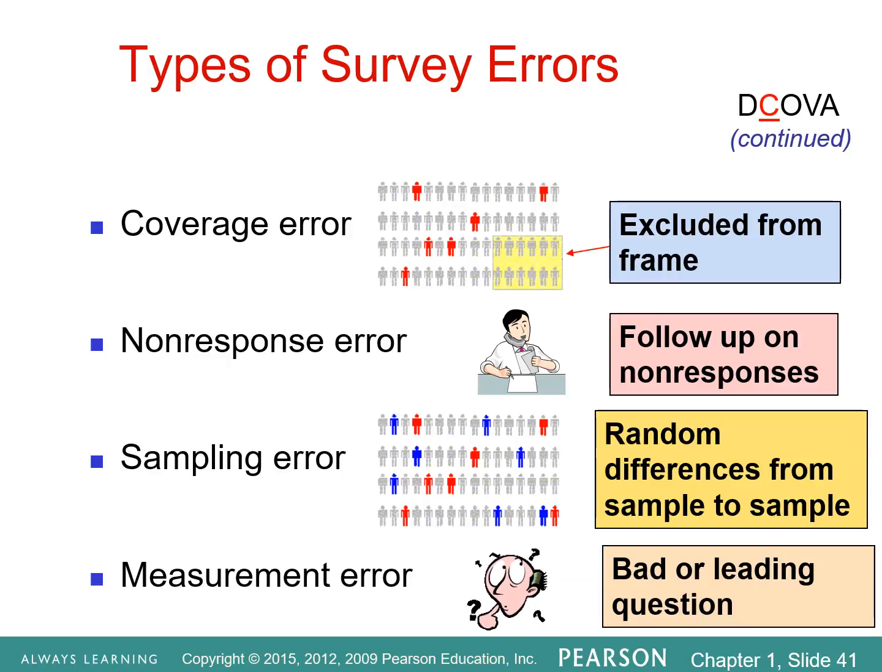All right, so again, here are the different things we discussed. A coverage error: we excluded a group from the frame. Non-response: there is no follow-up, or you can follow up on the non-responses. Sampling error: take a different sample and see if you get about the same average. So again, taking the measurement again. Measurement error: you've got to maybe look at your question again. Maybe your question isn't specific enough, or it's too broad.